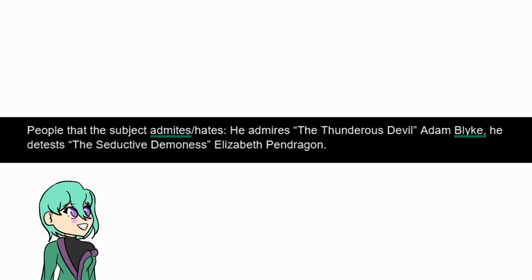Now people the person admires or hates. Personally for this, I usually write down people who won't show up in my comics, just to make it seem like the world is big and not just a small town or city. I'll say he admires the thunderous devil Adam Blake, while he hates the seductive demoness Elizabeth Pendragon, which are characters from my previous comic. Now dreams for the future.